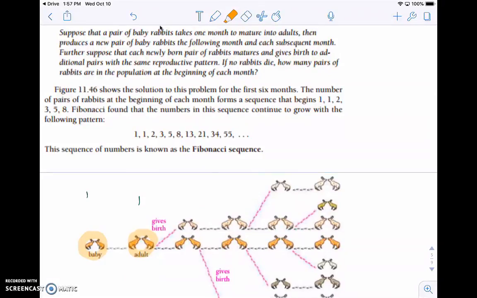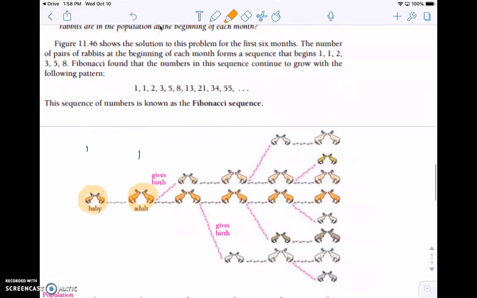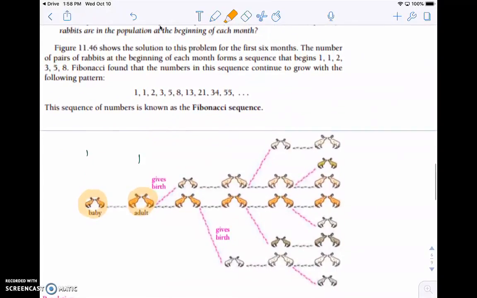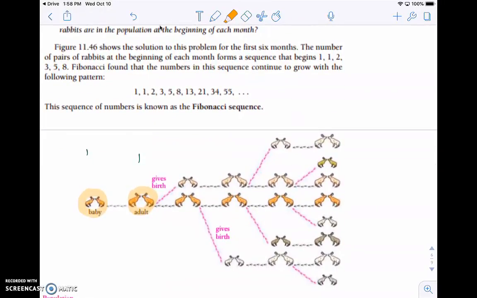So then further we suppose that each newly born pair of rabbits matures and gives birth to additional pairs with the same pattern. If no rabbits die, how many pairs of rabbits are there in the population at the beginning of each month? I'll just leave the text there, but then you can't see the bottom, so I'll scoot it down like this. But it's kind of interesting.